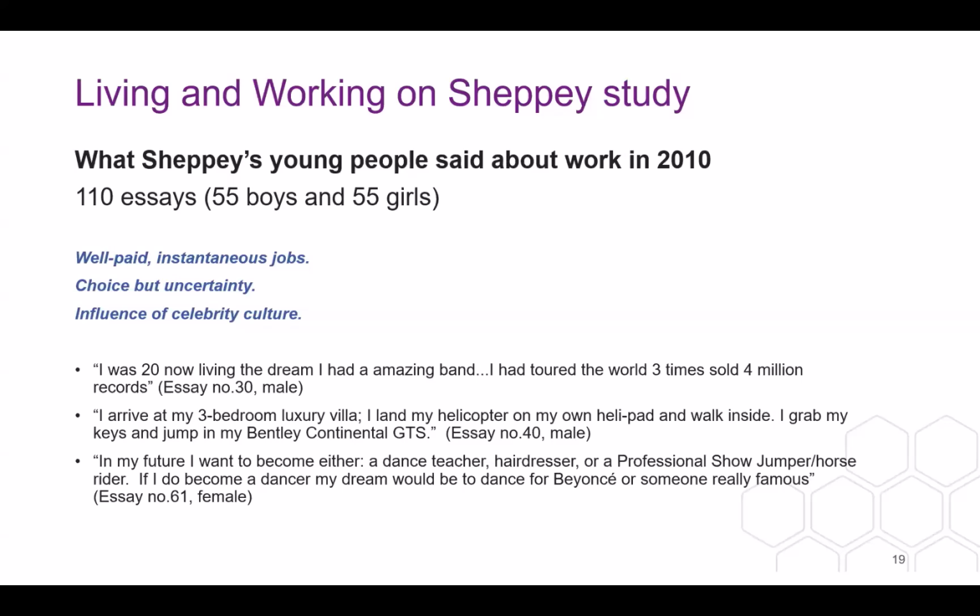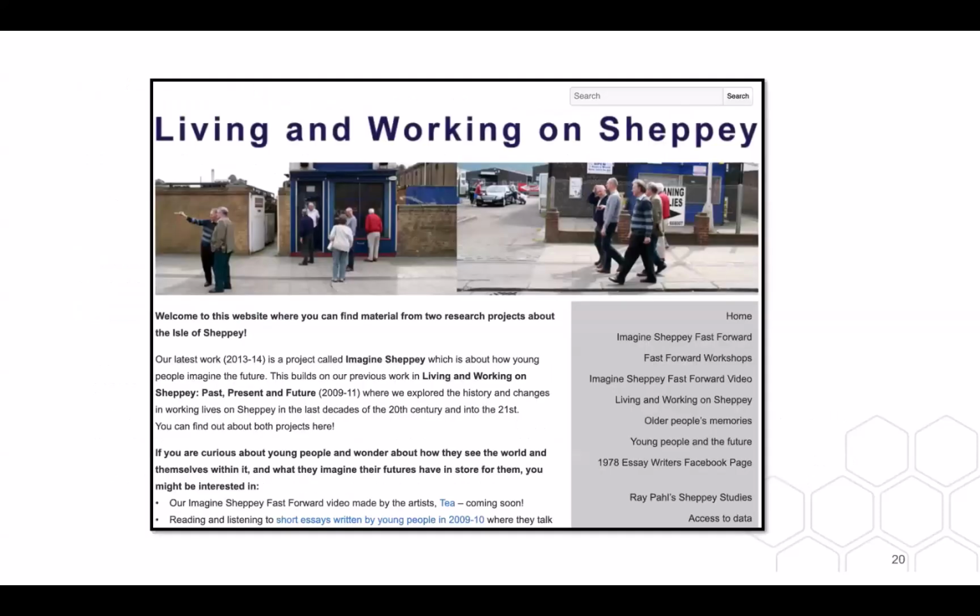So again, you can get a feel for the restudy by looking at some of the quotes at the bottom there. One boy wrote that he had an amazing band and toured the world 3 times and sold 4 million records. Another thought he would own a 3-bedroom luxury villa, a helicopter, and a Bentley. And finally, we have the girl at the bottom who wanted to be anything from a dancer, a hairdresser, a horse rider, and if a dancer, her dream would be to dance for Beyonce or someone really famous. So it's quite a shift in the possibilities for young people today.